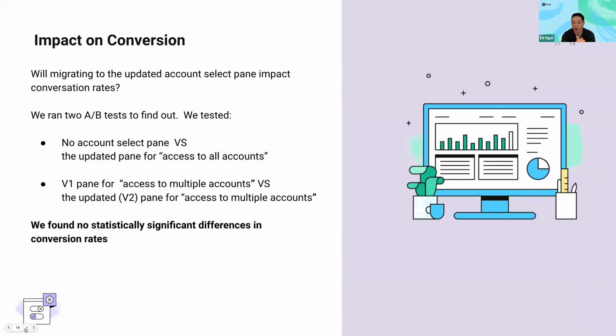One question that you might be asking yourself is, what impact will this update have on conversion? To help answer this, we ran 2 A/B tests to find out. First, we tested no account select pane versus the updated pane for access to all accounts. And secondly, we tested the first version of access to multiple accounts versus the updated version 2 pane for access to multiple accounts. In both of these experiments, we found no statistically significant differences in conversion rates.